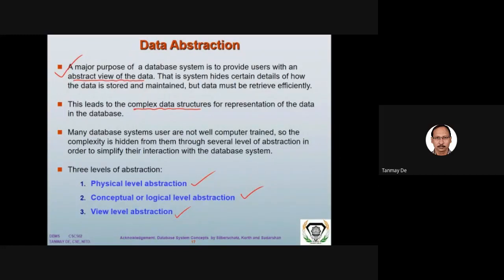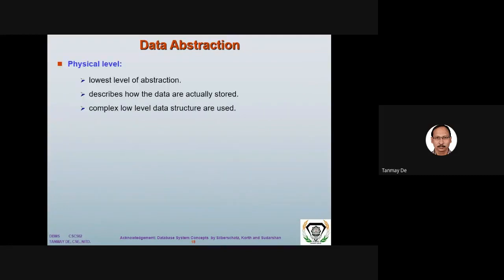The physical level is concerned mainly with how the data are stored in the memory. This is the lowest level of abstraction, and it is mainly concerned with how the data are stored. This physical level does not bother about what data is stored. It concerns how the data are stored inside the memory, and here complex low-level data structures are used.